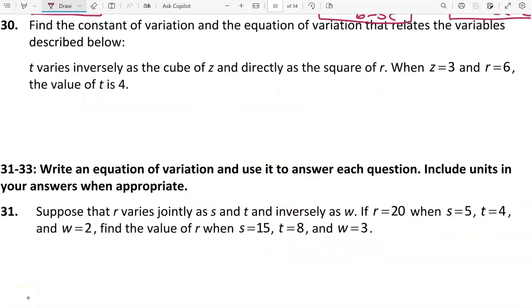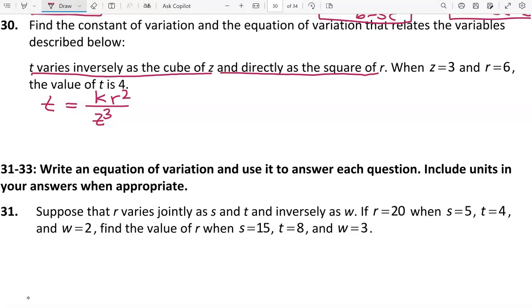In 30, we're asked to find the constant of variation and the equation of variation that relates the variables. So t varies inversely as the cube of z and directly as the square of r. So t varies inversely, that means equals k divided by the cube of z, and directly as the square of r, so that would be times r squared.